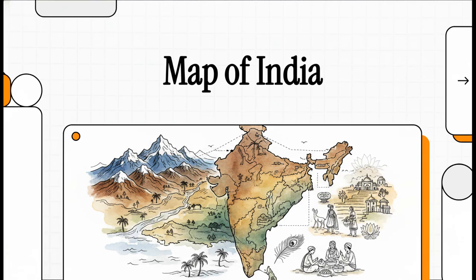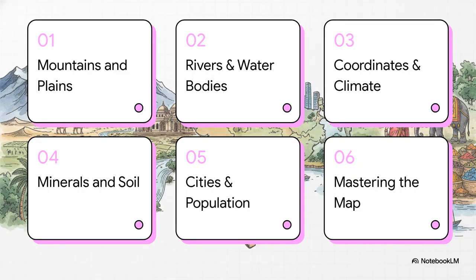Today, we're unpacking the physical and human geography of India. It's an incredibly diverse region, and by looking closely at how its natural features map out, we can understand exactly why this part of the world looks and functions the way it does today. To make sense of this massive subcontinent, we're going to build it layer by layer. We'll start with mountains and plains, trace the rivers, map the coordinates and climate, dig into minerals and soils, look at cities and population, and finally, wrap it up by mastering the map.